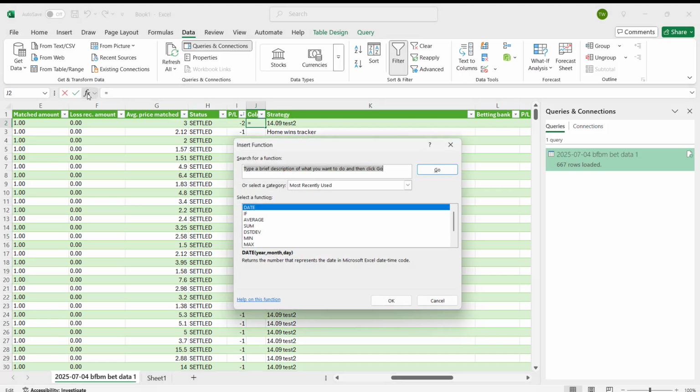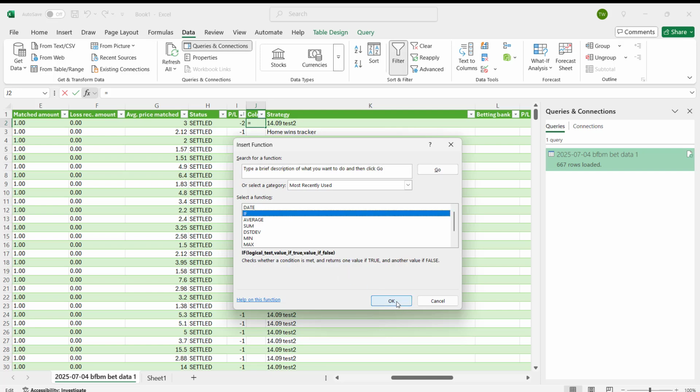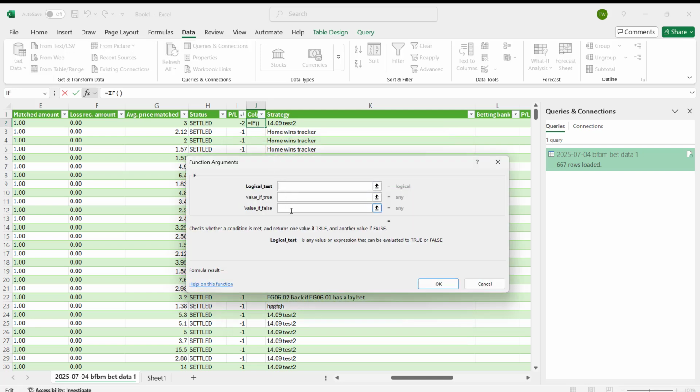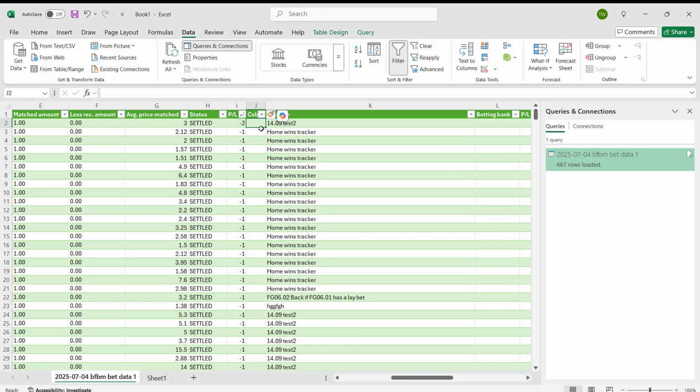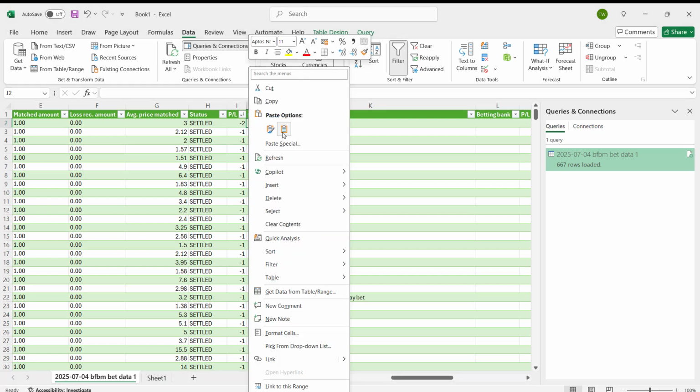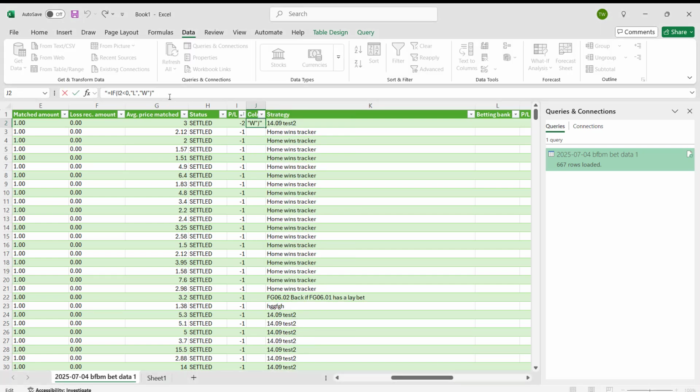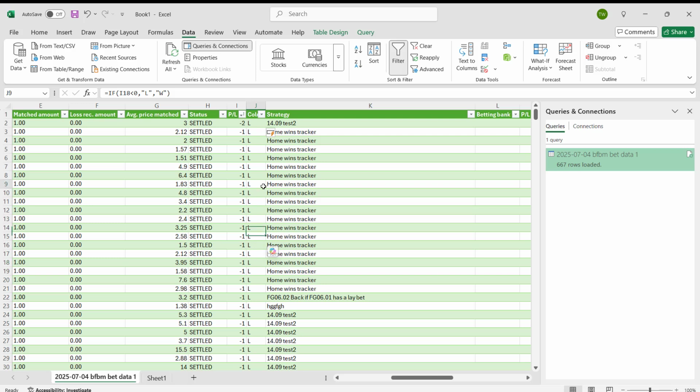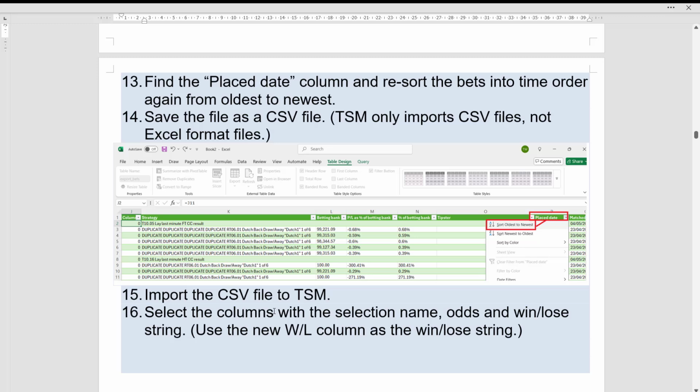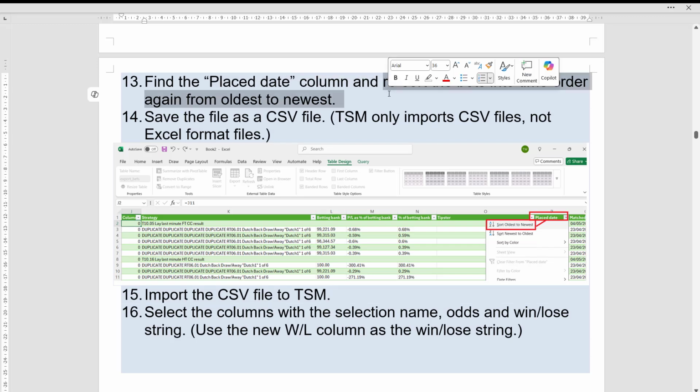You can also use this function button here and use the if button here and go if less than 0, W and L. You can do that as well. But I'm just going to paste in here that stuff. Get rid of those question marks. And then magically we have our win-lose string here. And this is what TSM can use to look for the win or losing. Once you've done that, you want to find the place date column and resort the bets into time order again from oldest to newest.